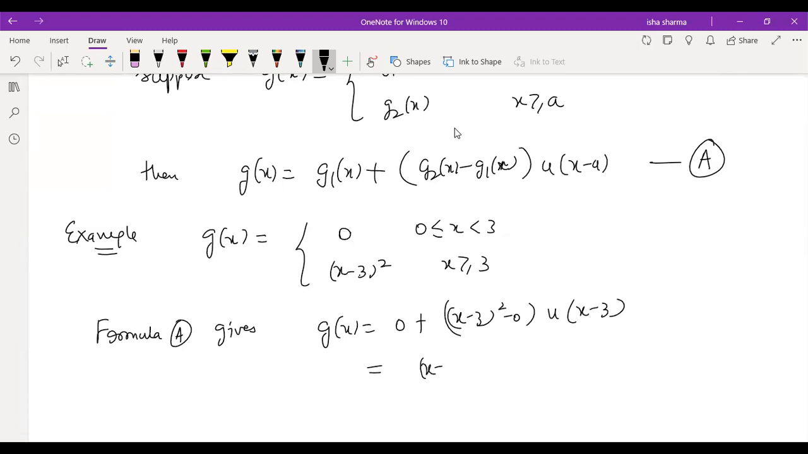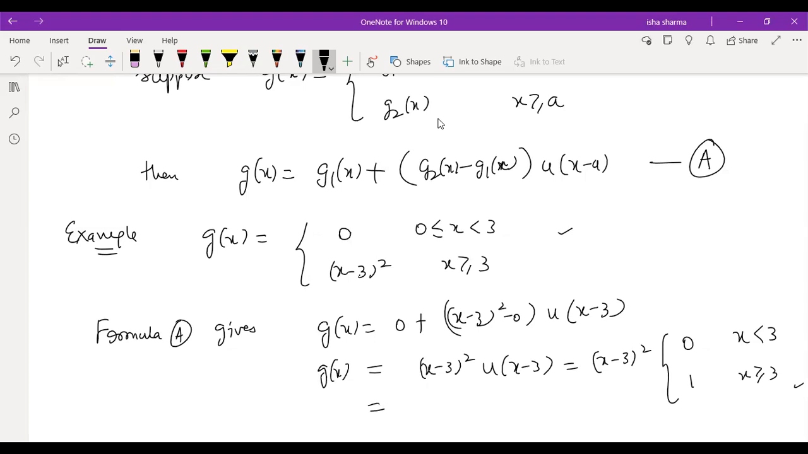So this is (x minus 3) square into u(x minus 3), which is (x minus 3) square into, what is u(x minus 3)? 0 if x is less than 3 and 1 if x is greater than or equal to 3, right? So you can see it's the same function which is given to you, (x minus 3) square into 0, and (x minus 3) square into 1 is (x minus 3) square. So this form is same as this form. So if we are given it in this form, then we will be expressing it in this particular form.